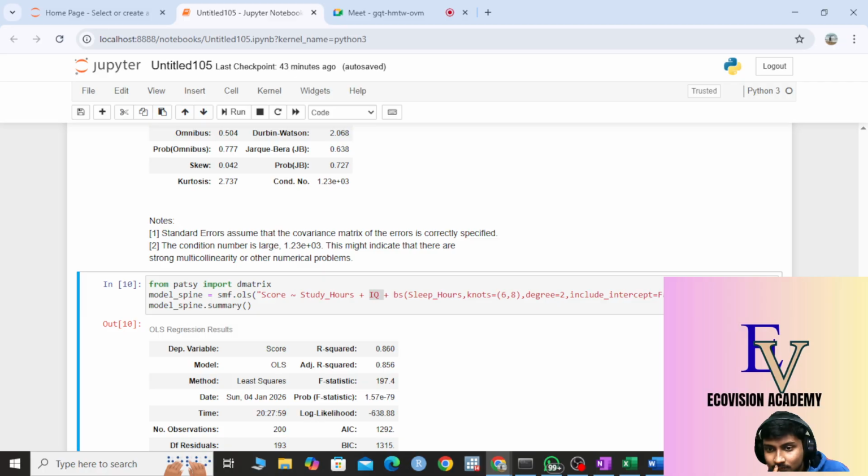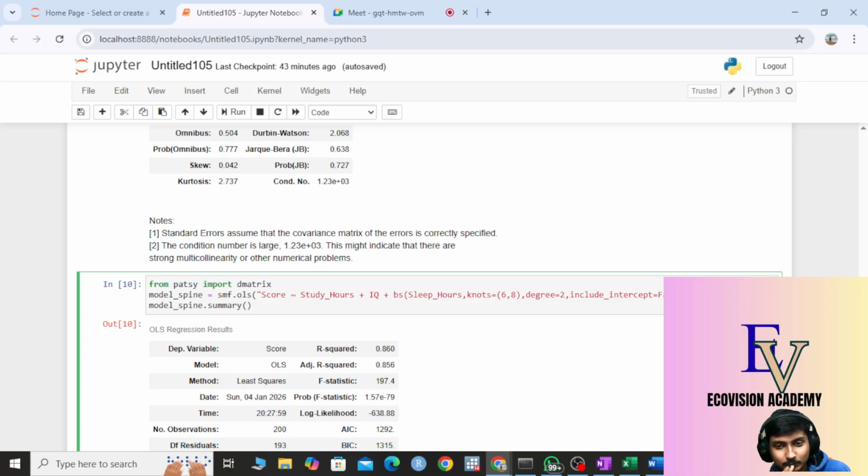So what does bs basically mean here? Beta values, beta of sleep hours for the range 6 to 8. What should be the degree? If you write here 3, then it will be a cube function. And intercept, I will include an intercept. What is my data? The name of my data is data, and dot fit.